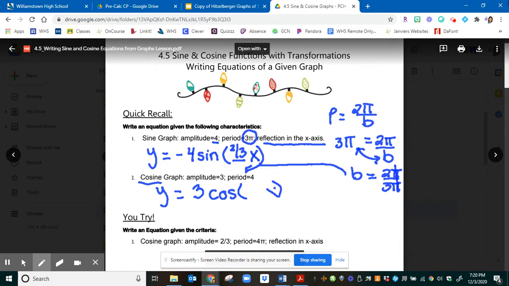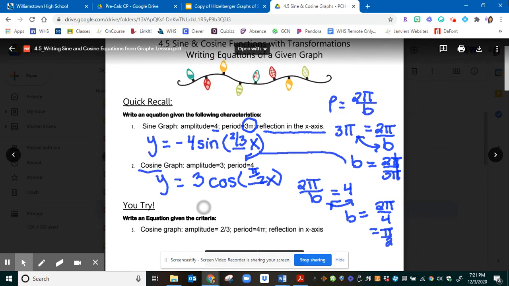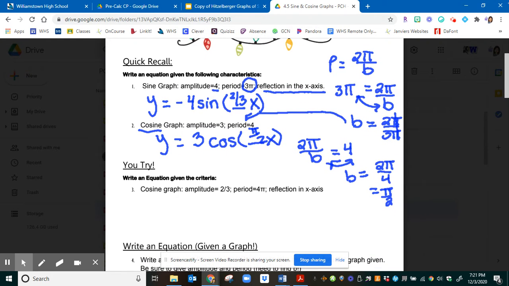So once again, we need to figure out what the b value is. So I'm going to take 2 pi over b is equal to 4, and then we're going to just flip-flop these, which some of you probably have already figured out the shortcut so far, that all I have to do is 2 pi over the period, and that is equivalent to pi over 2. And we would just plug that right back in for the b value. Okay, and there you have it. That is how you would go about figuring out the equation if you were given the words of the equation and you just have to write out the equation.